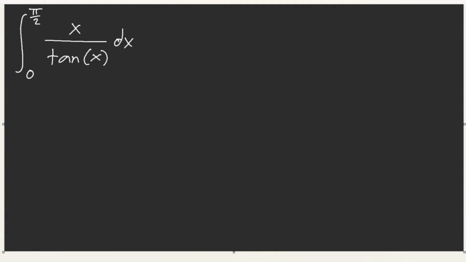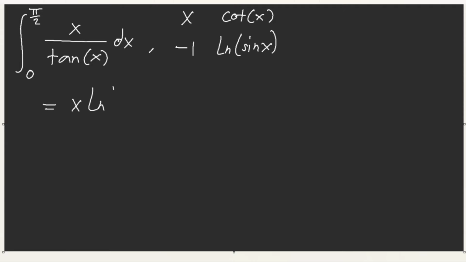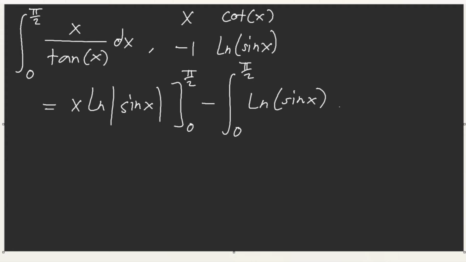Okay? What do we do here? Okay, I see it now. We're going to do integration by parts. Just trust me. Integration by parts. This is cotangent of x, right? And integrate this, what is it? ln of sine of x. So what we have is this is equal to x ln of sine of x from 0 to pi over 2 minus the integral from 0 to pi over 2 of ln of sine of x dx.